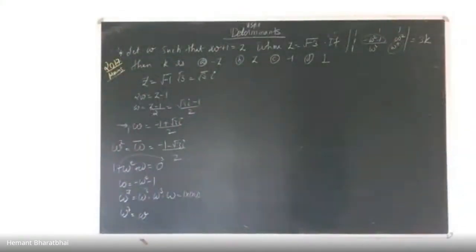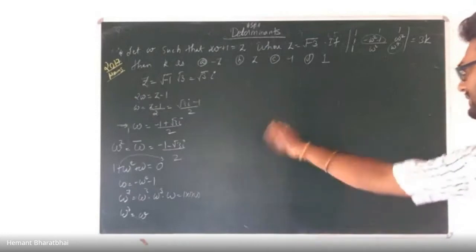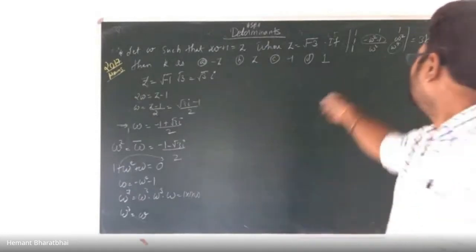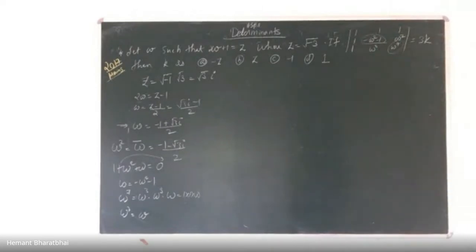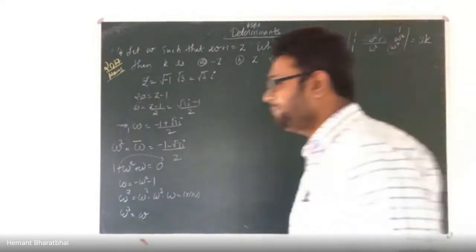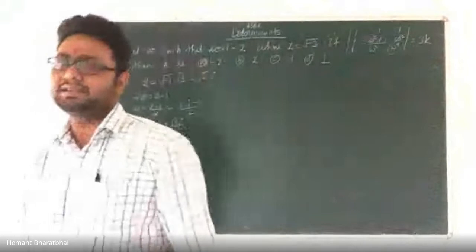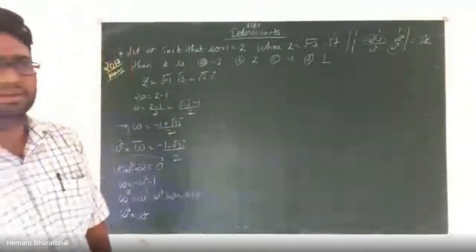So you must have studied. I am not showing this formula because it is not required in this question. What we required is only up till omega raised to 7. So that is what I am showing logically. In complex numbers, omega is the complex cube root of unity.